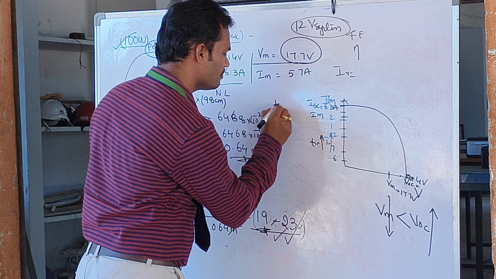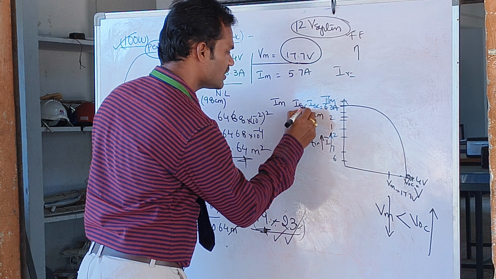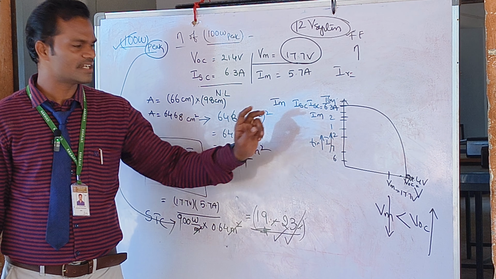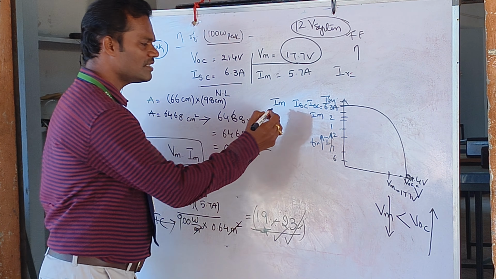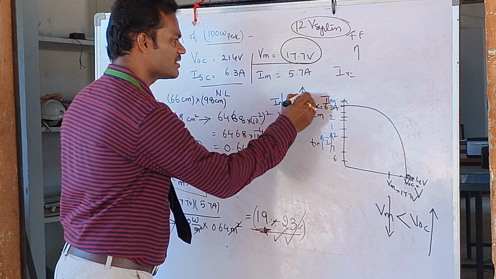Now what is the relationship between maximum current and short circuit current? Which is greater, which is smaller? In these two parameters, which is greater, which is smaller? IM is lesser, but I short circuit is greater.